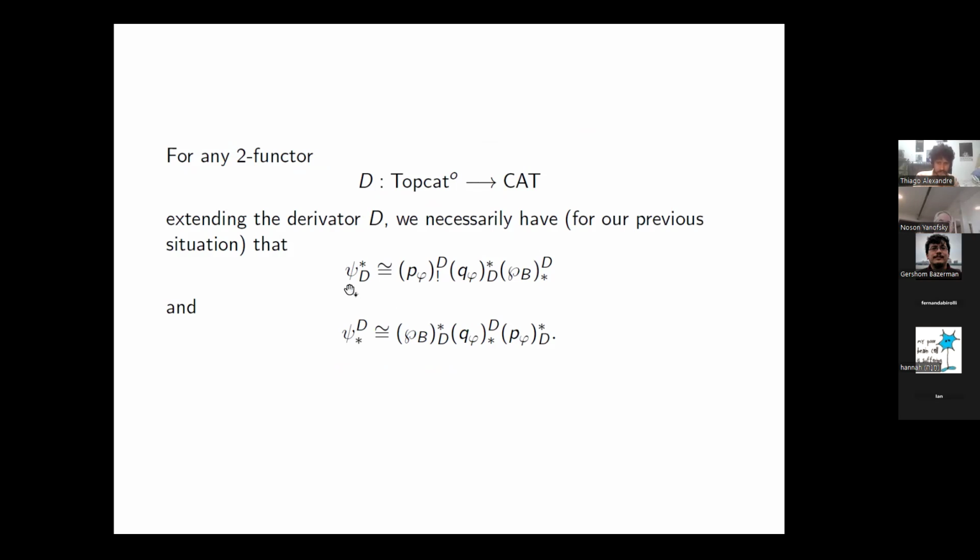So the inverse image of psi with respect to D must be isomorphic to this composition, and the direct image, which is the right adjoint of psi, psi star up star, must be isomorphic to this composition here.